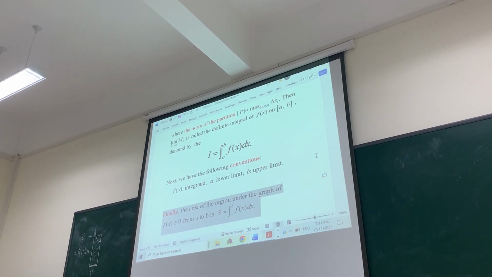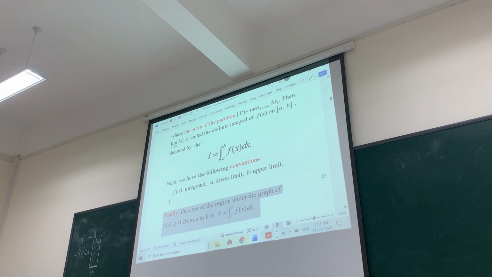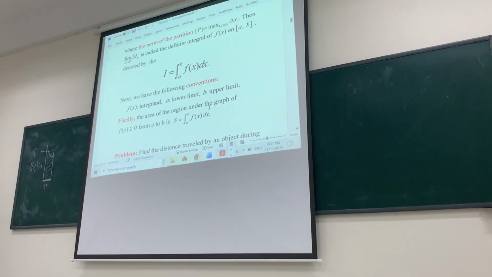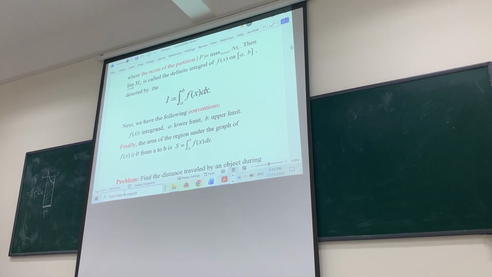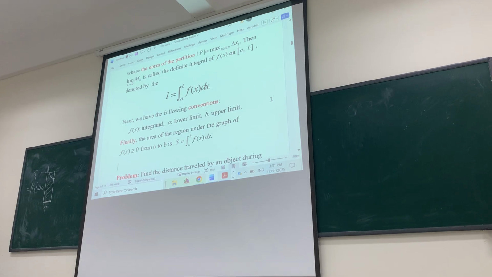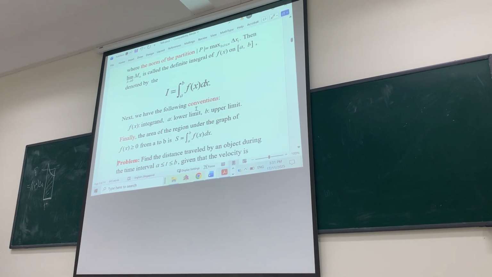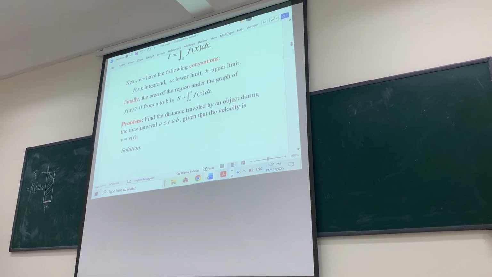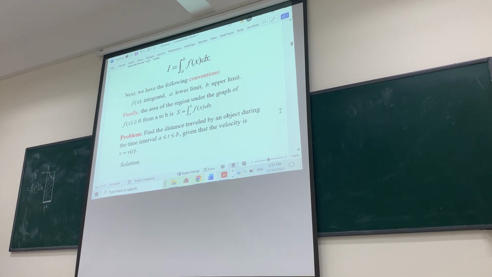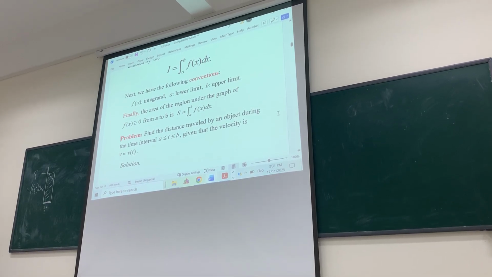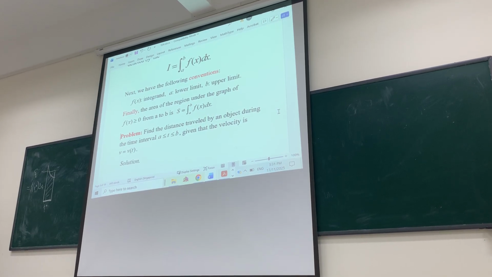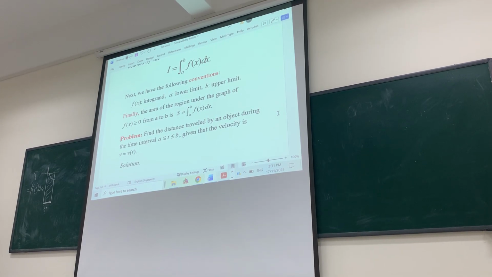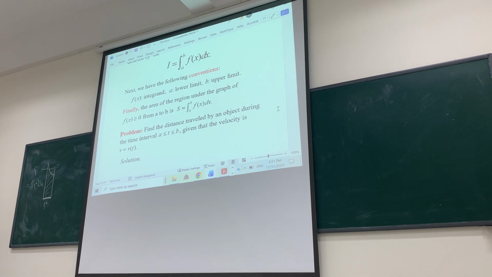Similarly to estimating the area of the figure under the curve, we can estimate the distance if we know the velocity. We have another problem: find the distance traveled by an object over the time interval t belonging to [a, b], given that the velocity is v equals v(t).